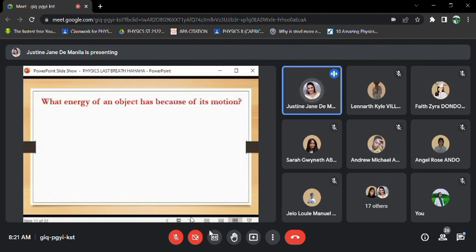Okay, I have here another question. So, what energy does an object have because of its motion? Paul, I want to hear from Paul. How about Queenie? Queenie, what energy does an object have because of its motion? Queenie?